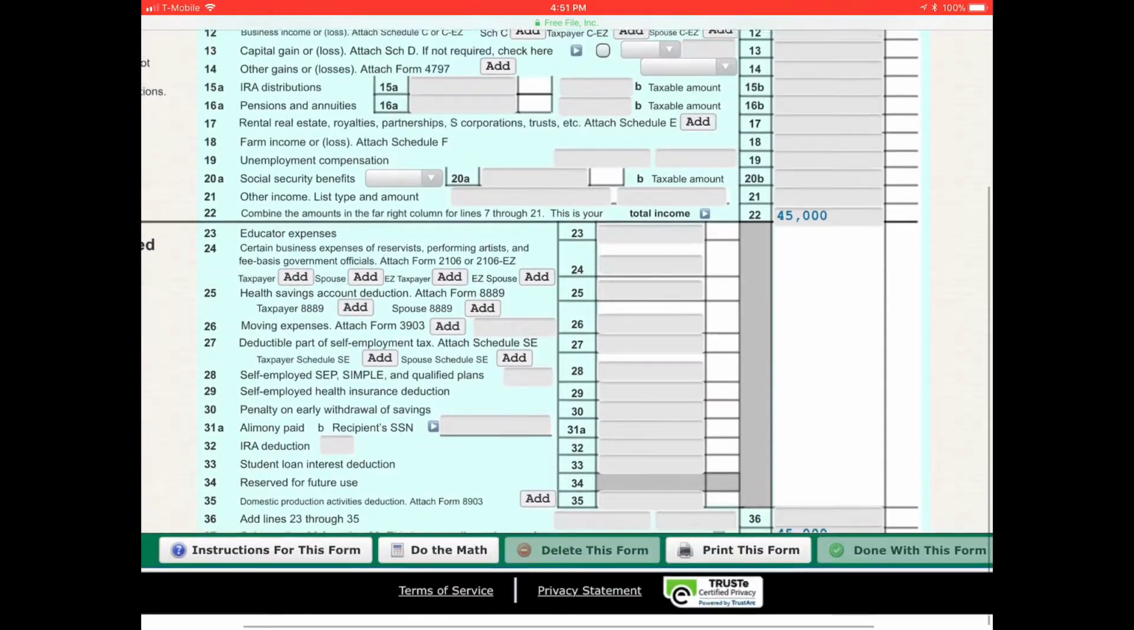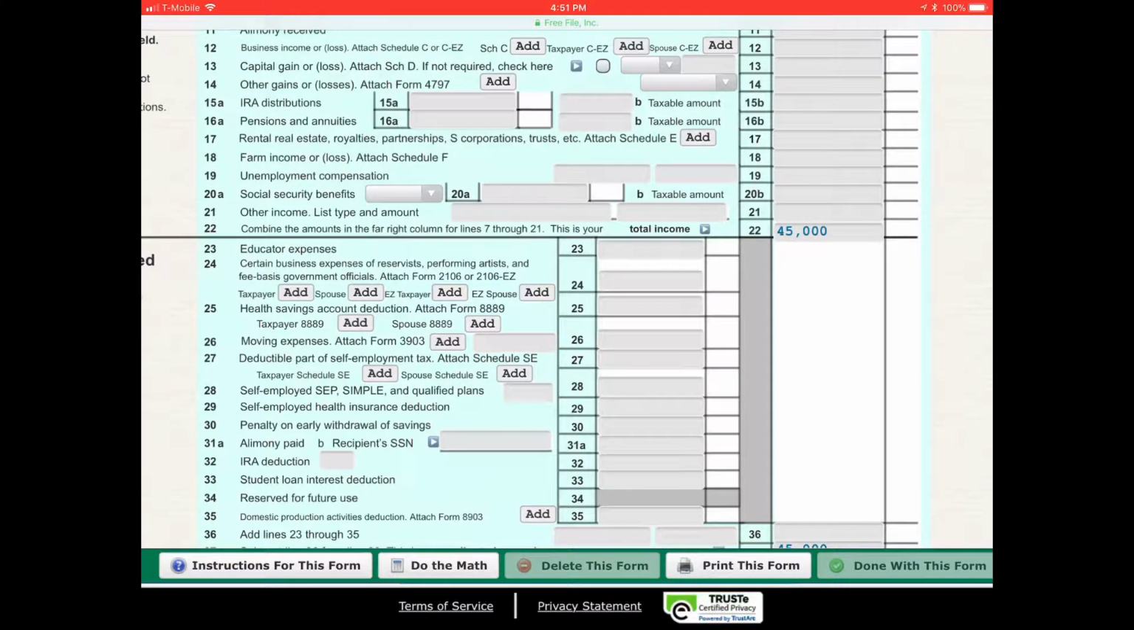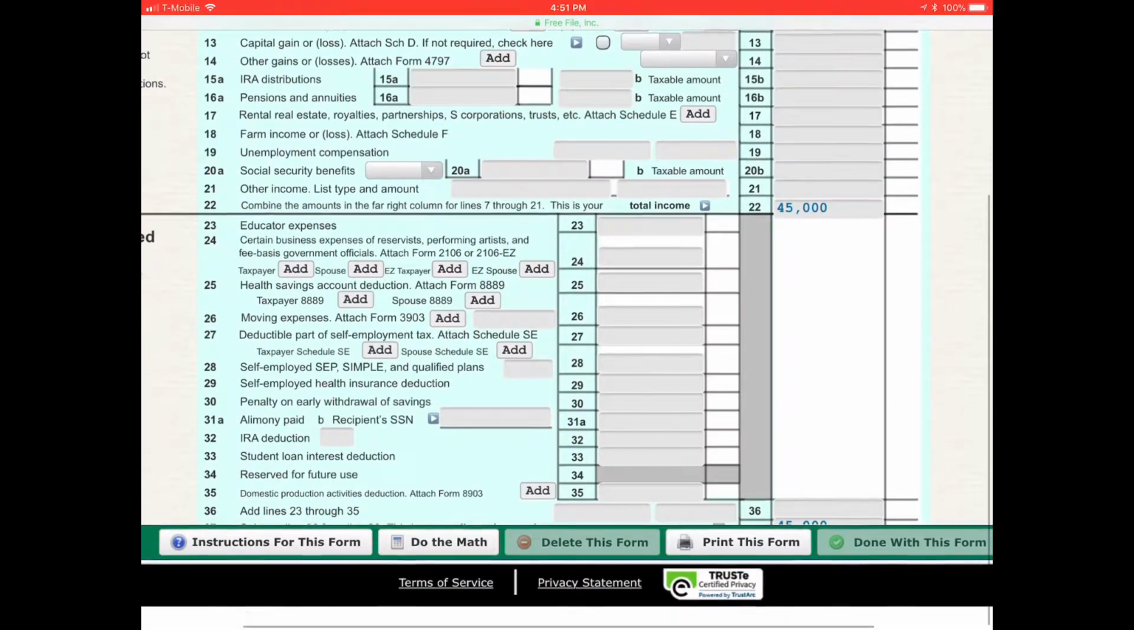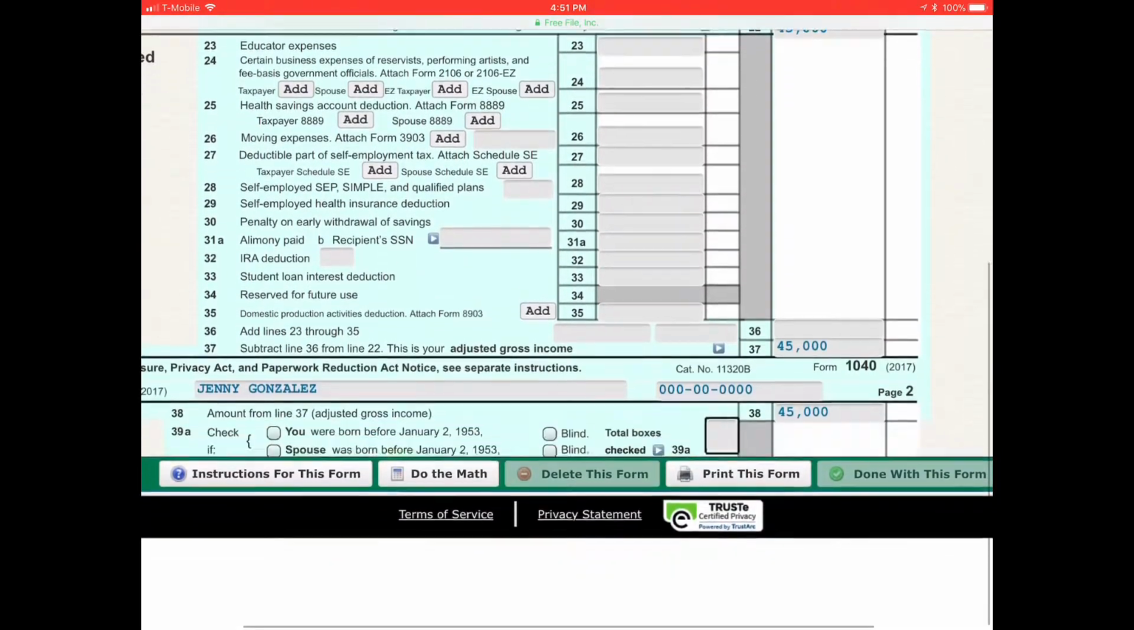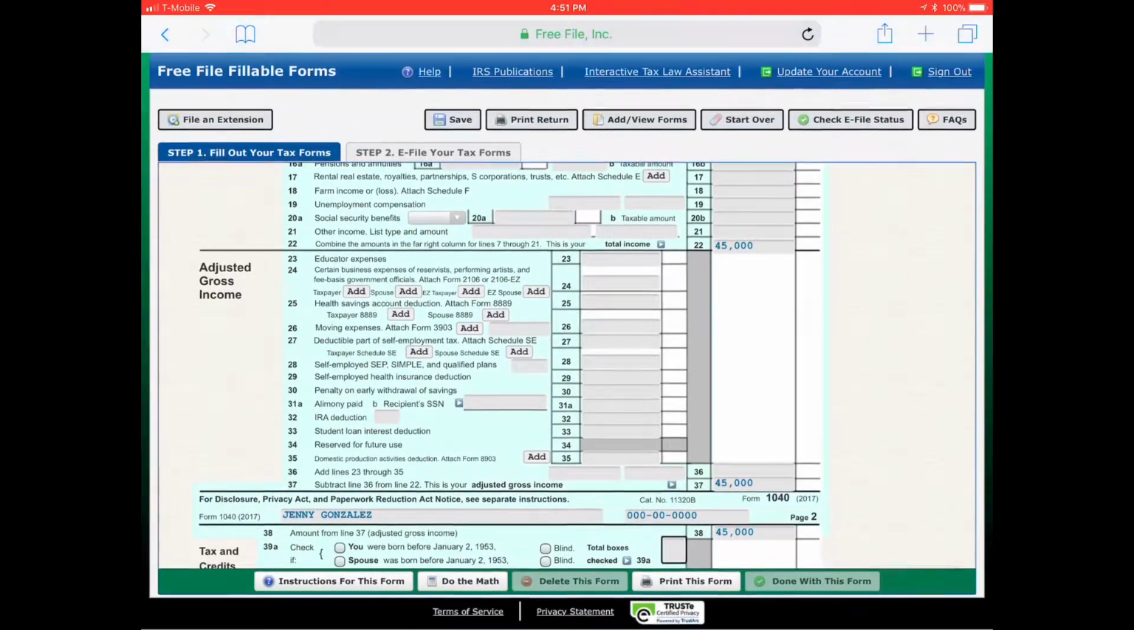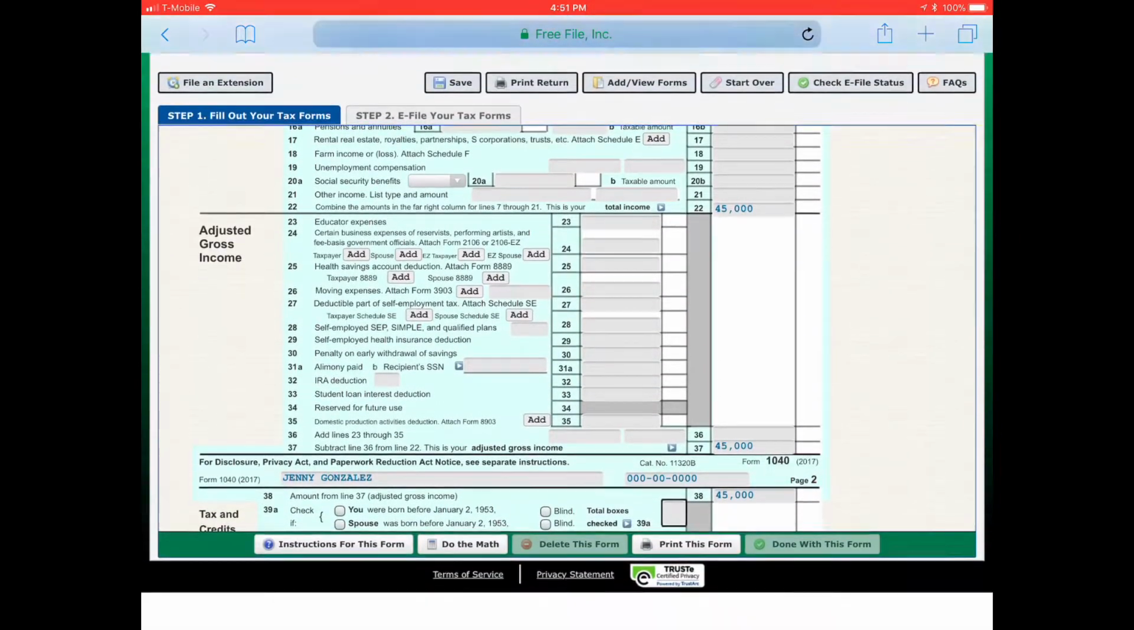Now, with the adjusted gross income, again, for sake of simplicity, we're going to assume she didn't have any of this, so we're just going to leave it at $45,000.